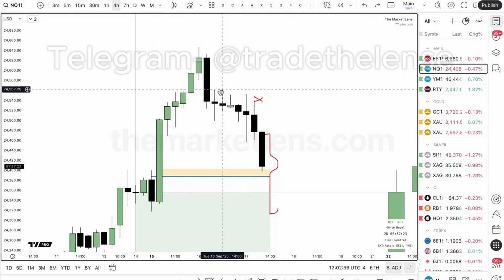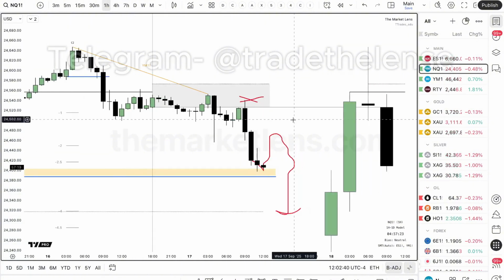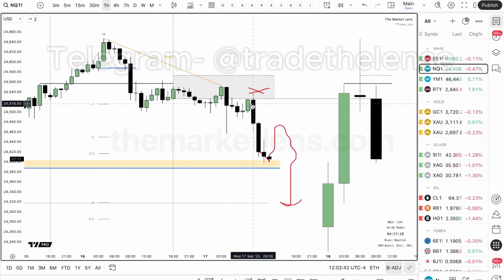This isn't super ideal as it's lacking that point of interest. You have to use YM for the SMT, but mainly right there, right?